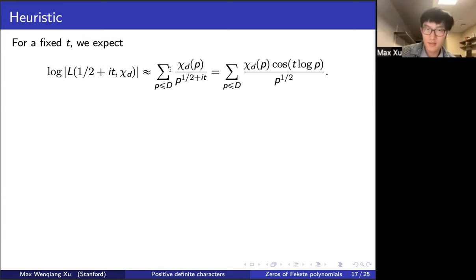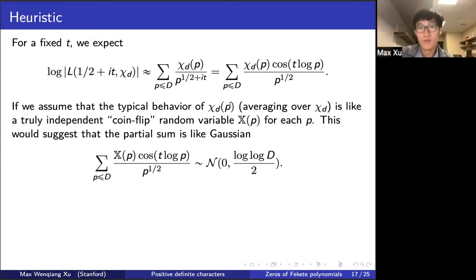So we just write it as a certain Dirichlet polynomial, and then p to the it is basically cosine t log p. So this is like chi dp times something deterministic, but there's t involved. And then if we assume this chi dp is just truly random, an independent coin flip random variable taking 1 or negative 1 with half probability, independent everywhere, then this would suggest this partial sum is basically the same as the sum over p of xp cosine t log p divided by square root p. And now this one is basically Gaussian, because if it's indeed independent, then you can compute the mean and variance. For any fixed t, you know this sum is not very scary.